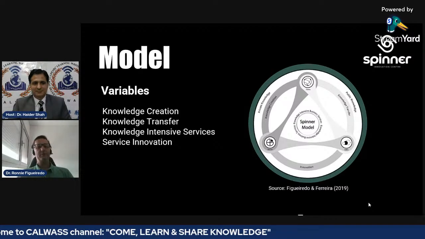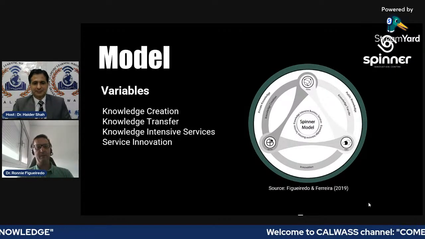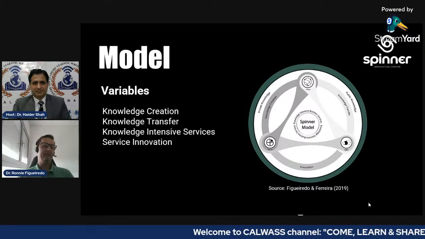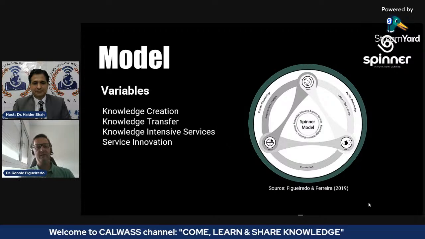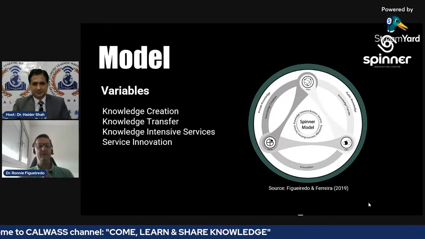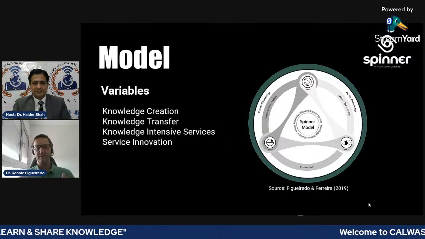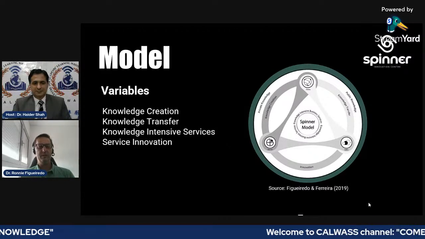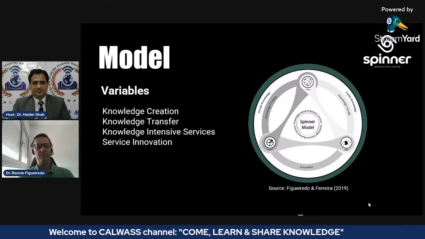Then you need to identify the variables. This is the core of the SPIN model, the four main variables. All the time, for the next slide, you bring the four variables. The first is knowledge creation, the second is knowledge transfer, the third is knowledge intensive services, and the last one is service innovation. According to the name, knowledge creation is what you need to create to support your innovation process.